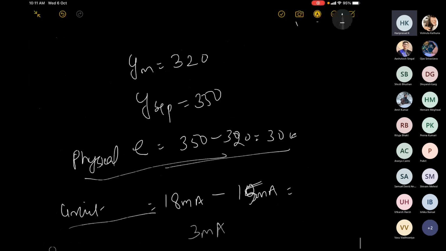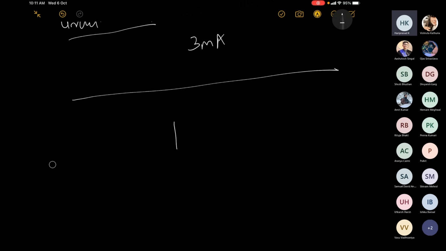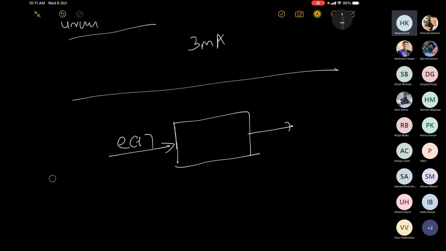Okay, so now coming to this conversion. What you really need to do is take ET and make it as PT. And you have either hardware or software.